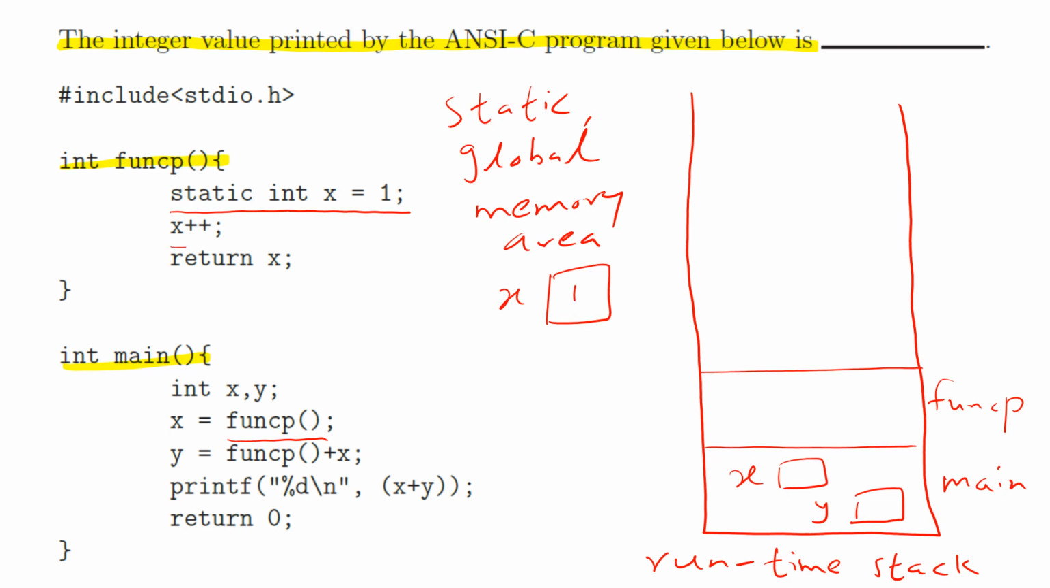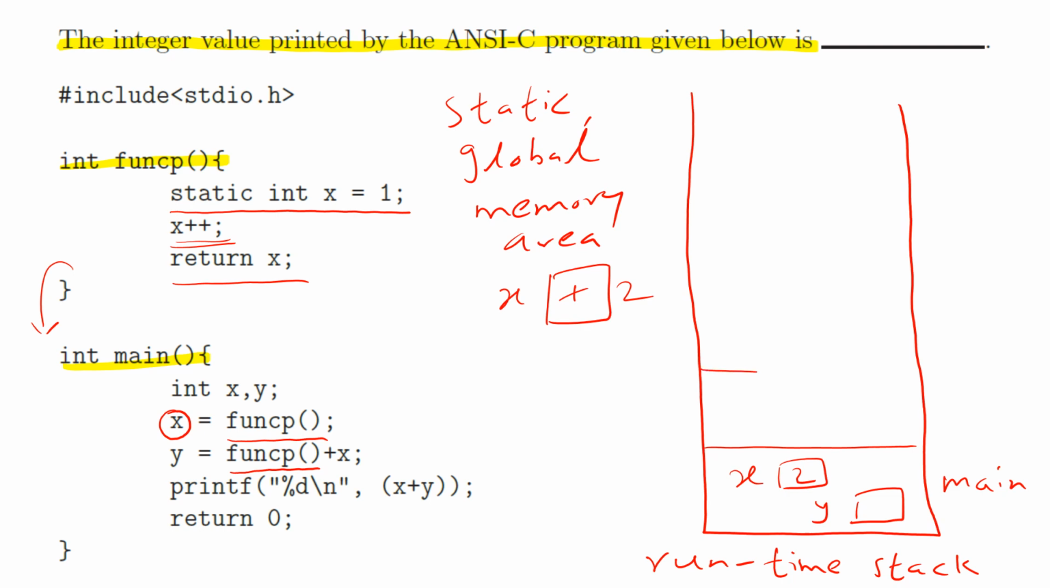Okay, then we increment the value of x by 1, so x becomes 2, right, and then we return x. So when we exit from the function, the stack frame for func_p will be destroyed, right, but x is not destroyed, x remains there, and what we have returned is the current value of x, which is 2, which we copy into main's x, so main's x becomes 2. Okay, then we call func_p again.